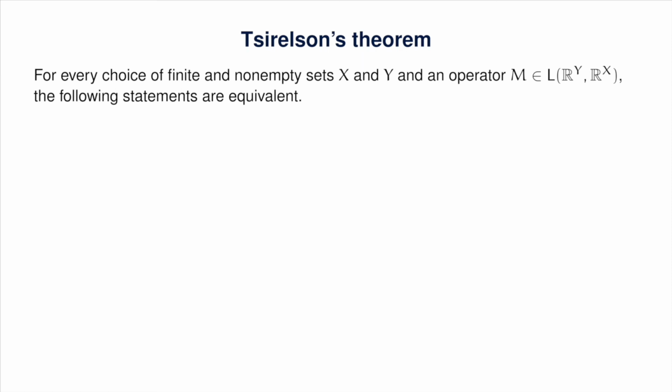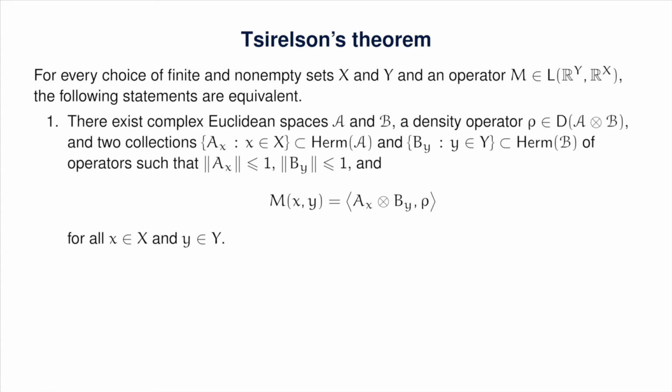The theorem establishes that two rather different properties of the matrix M are in fact exactly the same. The first is that the entries of M store the real number values that could possibly arise from an entangled strategy that we saw in the previous slide, specifically in the expression we obtained for the bias of the strategy. More precisely, this property of the matrix M is that the entries of M are given by the inner products of some state rho, which acts on a tensor product of any two complex Euclidean spaces A and B, with the tensor product of Hermitian contractions A sub x and B sub y, for x and y naturally ranging over the indices of the matrix.